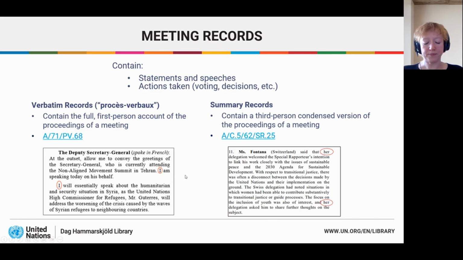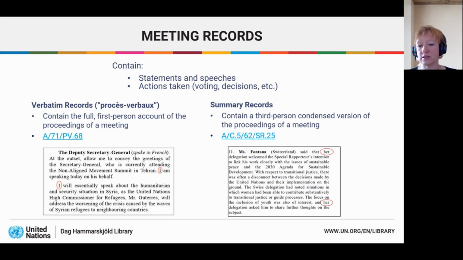The other type of meeting record are summary records. And these are written in the third person, and they do not give you the word-by-word information, but they provide a condensed version of the proceedings of a meeting. So you will be informed about everything that happened during a meeting. And here in our example, you see it's written in the third person that she said that her delegation did this and that. UN bodies that are entitled to meeting records either have one type or the other.